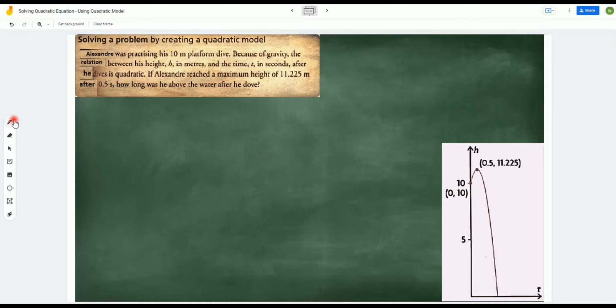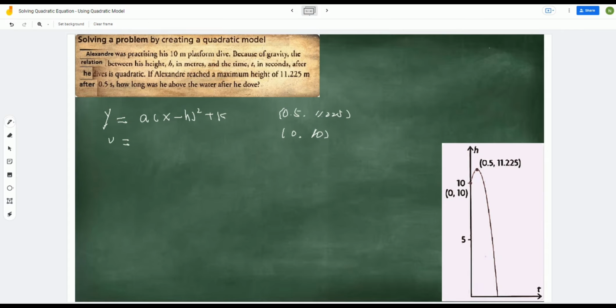Okay, let's do it. So, do you remember the vertex form? Yes: y equals a(x minus h) squared plus k. That's the vertex form. So this vertex, 0.5, 11.225, let's write it down here. That's the vertex. And then we know the y-intercept is 10, right? So we substitute the vertex into this vertex form.